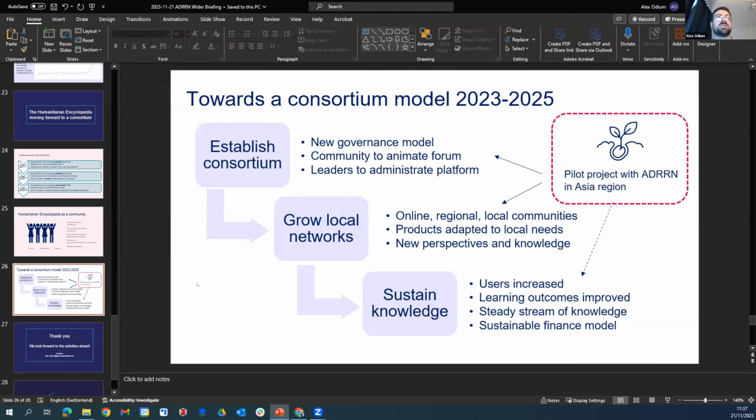So there's kind of 3 steps to that process, where we establish the consortium. So we come together, we get inputs, and we decide on what is the actual governance model. And then through that, we grow local networks, online, but in person, or on the platform itself, or in other online fora, like what we used for this pilot with ADRRN. And then we sustain that knowledge.